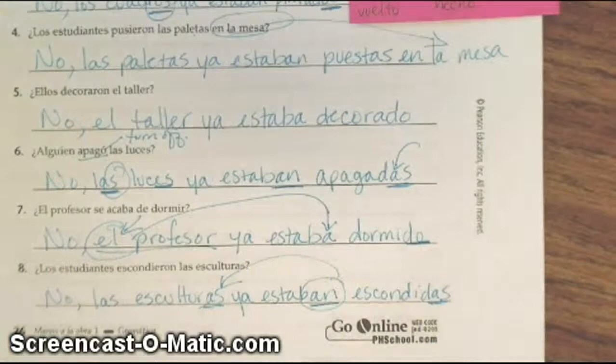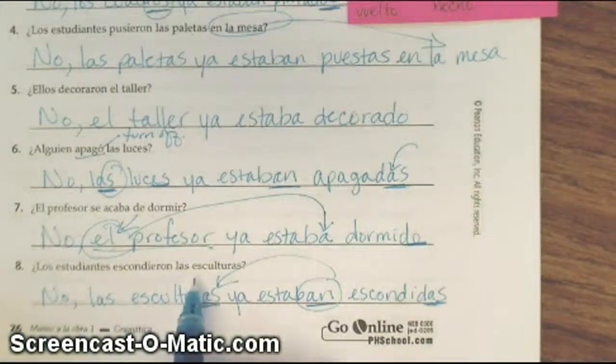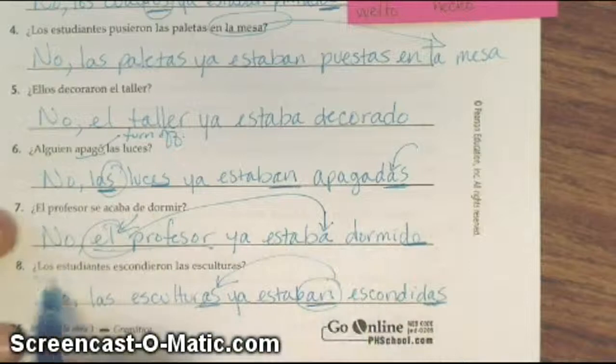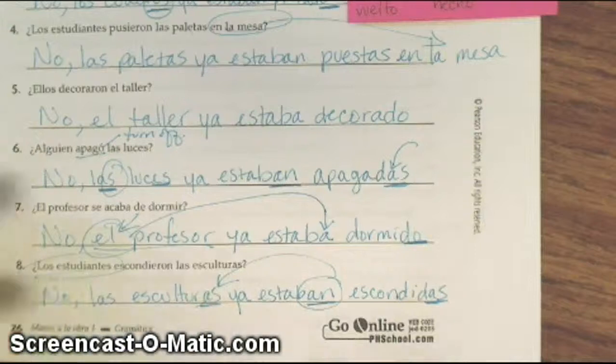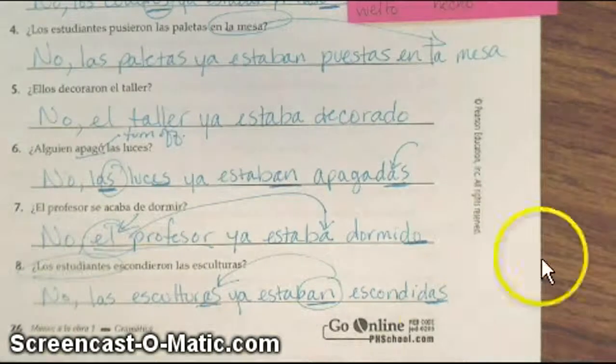Hopefully I made this seem easy, but I don't want to give you too much confidence. Make sure that you understand what the sentence is saying. I can read this and say the students hid the sculptures. No, the sculptures were already hidden because I followed the pattern here. But if you don't know what's going on, then maybe you're going to say, no, ya estaban escondidos los estudiantes, which isn't the right answer there. Okay, so just pay attention to what the sentence is actually saying before you make a guess on that. All right, so that's it on that.